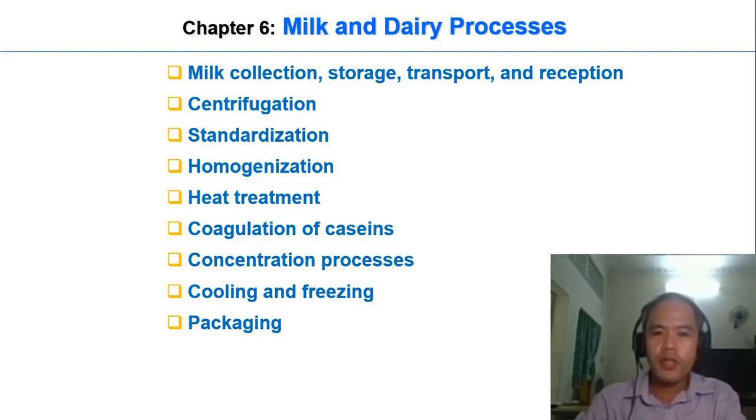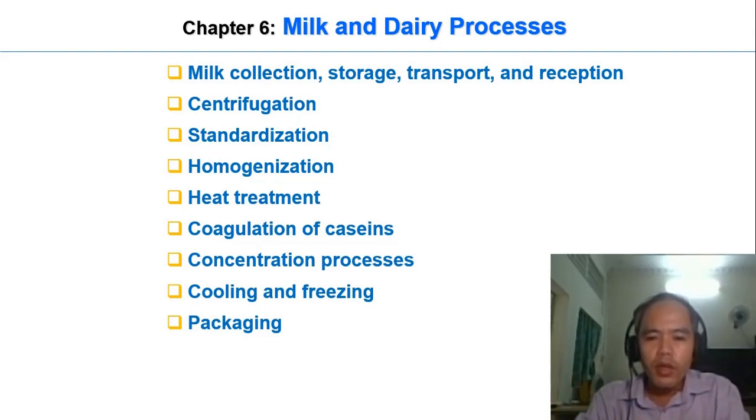So now we start chapter 6. We already finished chapter 1 to chapter 5. We already finished discussing the part which can be called milk science. We know the composition, we know the synthesis, we know the characteristics, we know the main component groups, and several factors which may influence the milk composition.